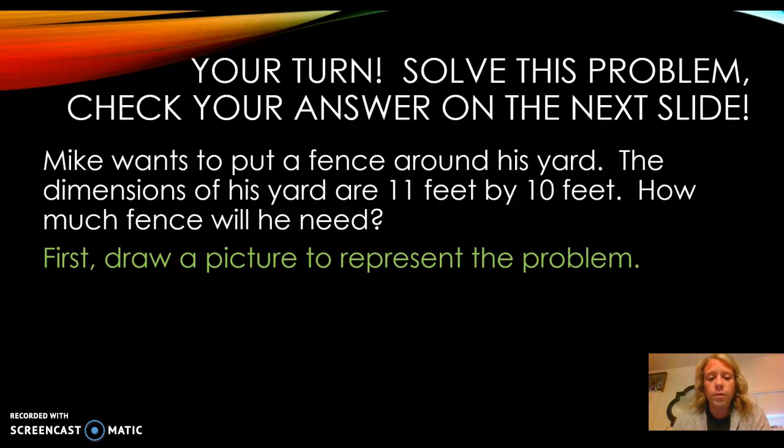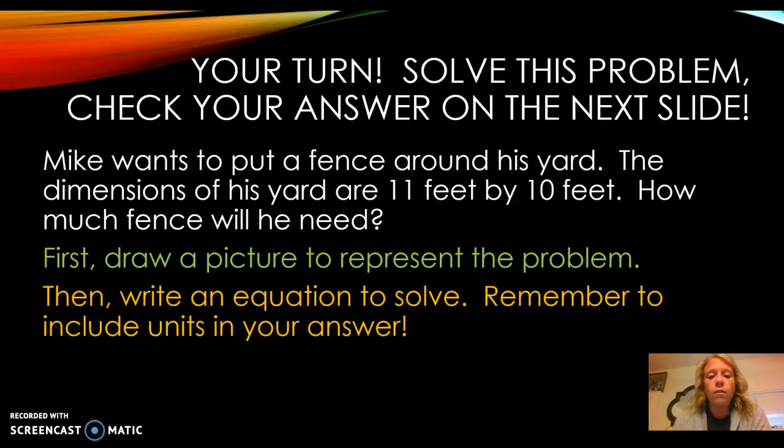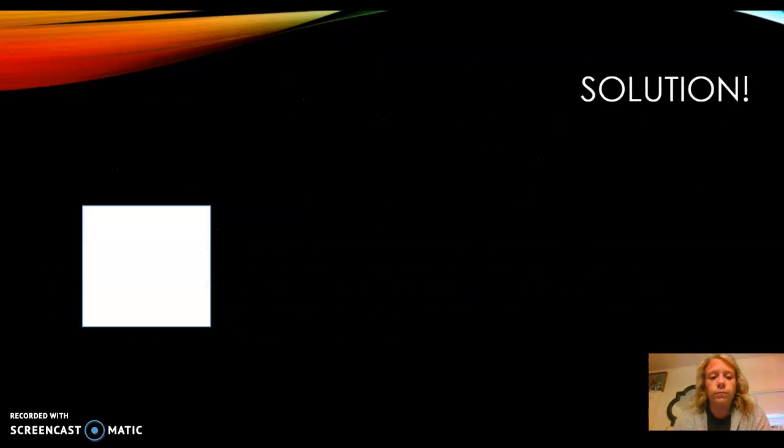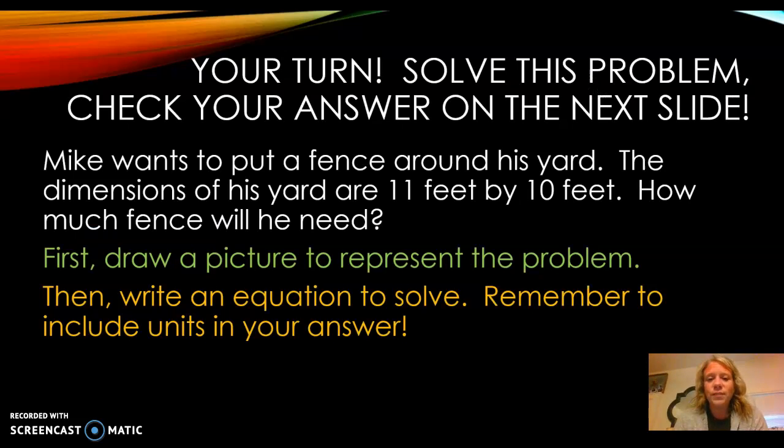First, draw a picture to represent the problem. Then, write an equation to solve. Remember to include units in your answer. Go ahead and pause your screen, and when you're ready, hit play to find the solution.